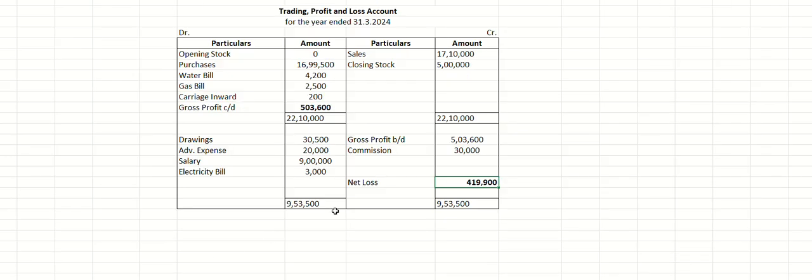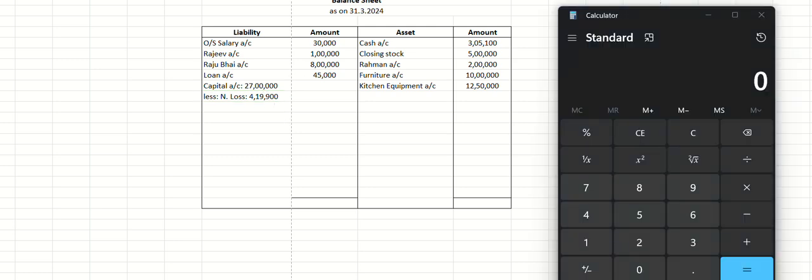The amount is 4,19,900 as I remember. I'll check it once again. Go to the profit and loss account, check here. The net loss is 4,19,900. Remember, if the business had made a profit, we will add that profit to the capital. Since the business has made a loss, we are going to deduct that loss from the capital. The final capital will be something after deducting this amount from here. Now we can see what the final capital is. The final capital after adjusting the loss would be 27 lakh.